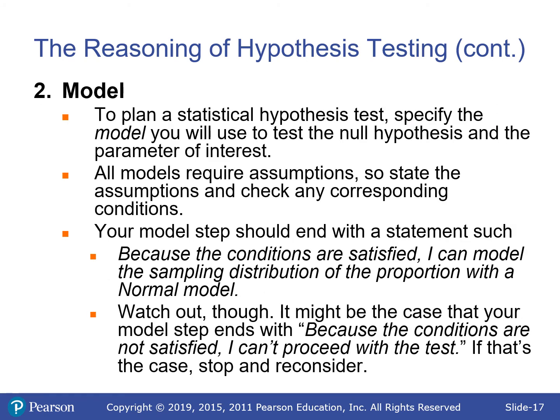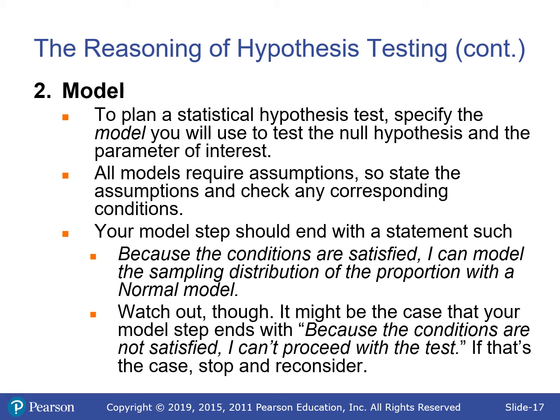The model. So we want a hypothesis test. We need to specify the model we'll use to test the null hypothesis. So it requires assumptions and conditions. The model step should end with, because the conditions are satisfied, I can model a sample distribution of the population with a normal model. We'll see what these models are, but they're the same as the confidence interval ones. But sometimes it ends with, because the conditions are not satisfied, I can't proceed with the test. And that happens every once in a while.